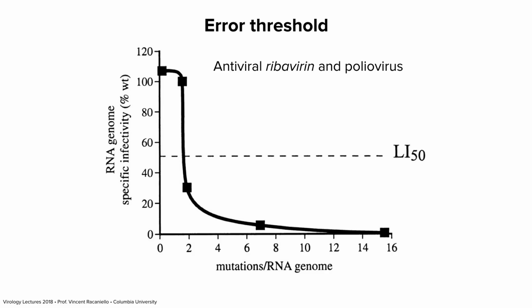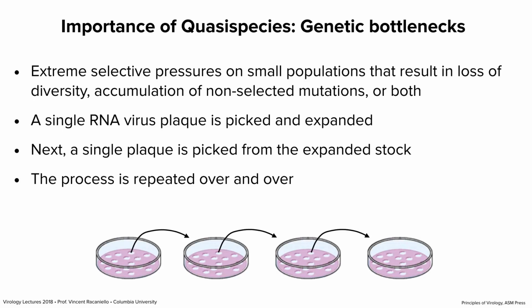So this is the experimental evidence that RNA viruses are living right at the error threshold, right below it, because you can't mutagenize them very much. Remember, with the DNA virus, you could put lots more mutations in the genome. So that's the error threshold and how DNA and RNA viruses differ as to where they are in relationship to it.